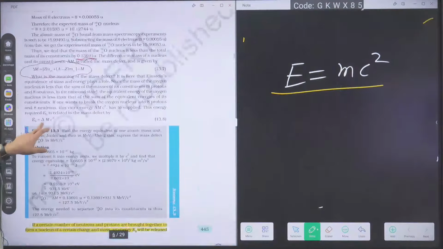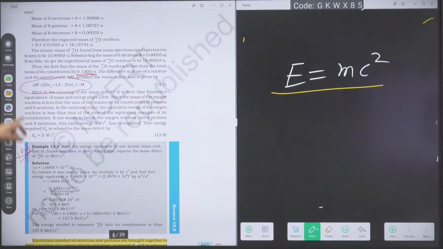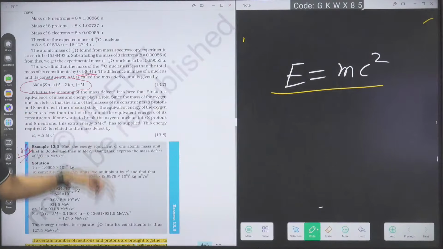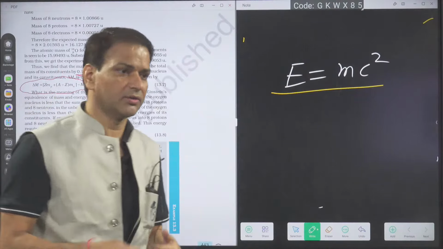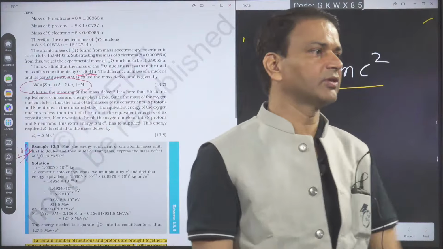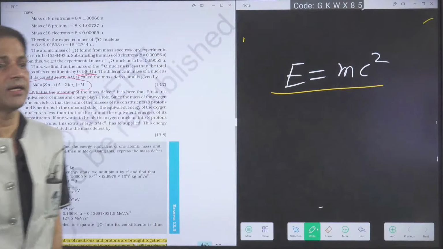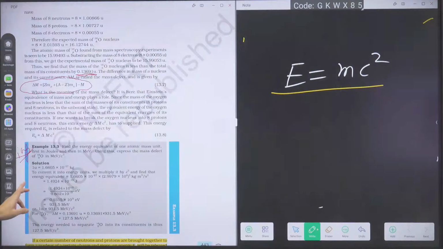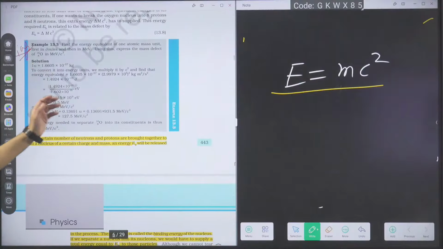So what is the binding energy formula? First we will calculate delta M, the mass loss. Mass loss is: Z times M_P, where Z is the atomic number, meaning the number of protons, into the mass of proton, plus (A minus Z), the number of neutrons, into the mass of neutron. This is the total mass of neutrons and protons minus the actual mass of the nucleus. You will get the mass loss. After getting the mass loss, multiply with 931.5 and you will get the binding energy in MeV. Like that, they have calculated here.